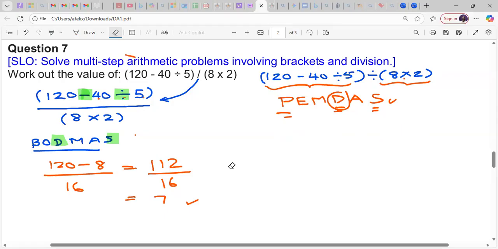Let's keep the division signs running. I'll write exactly how we have it, right? So it's 120 minus 8, divided by 8 by 2, 16. So this becomes 112 divided by 16. And then we know the answer to that will be 7. So that's the end of question number 7.